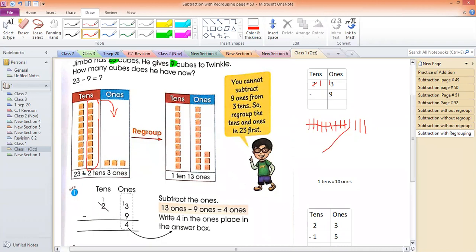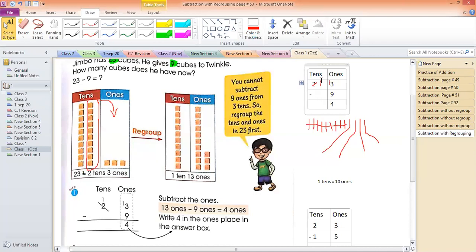1, 2, 3, and 4. So there are now only 4 lines left. That means 13 minus 9 equals 4. So I will write 4 here.